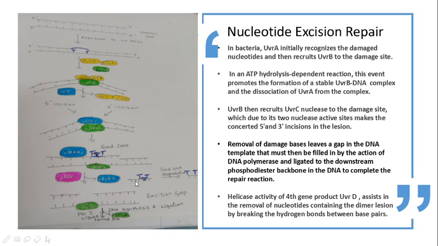So now the dimer has been removed with the help of UvrD helicase activity. Next, the removal of damaged bases leaves a gap in the DNA template, which must be filled by the action of DNA polymerase I, and it is ligated with the help of ligase enzyme. To complete this repair system, DNA polymerase I and DNA ligase do the remaining action, and it regains the normal DNA. This is the general mechanism involved in nucleotide excision repair.